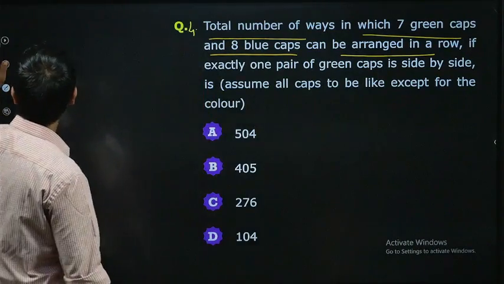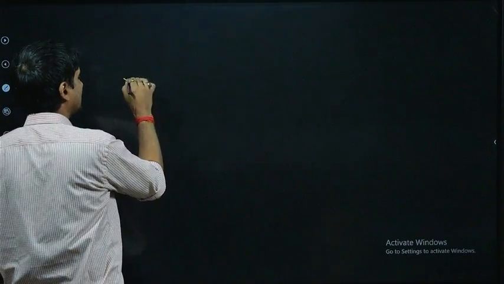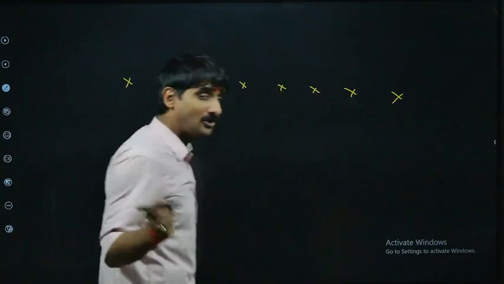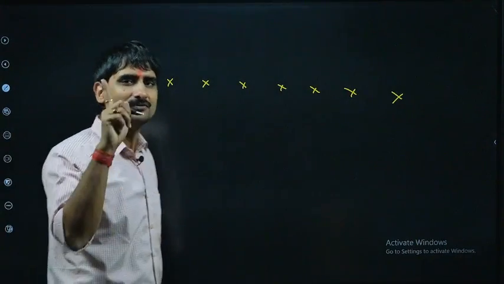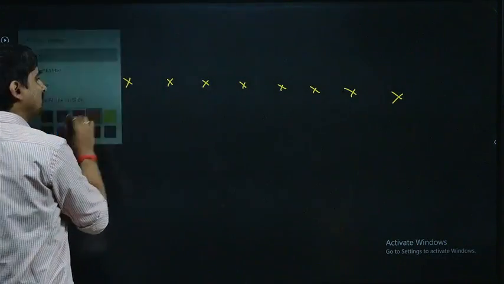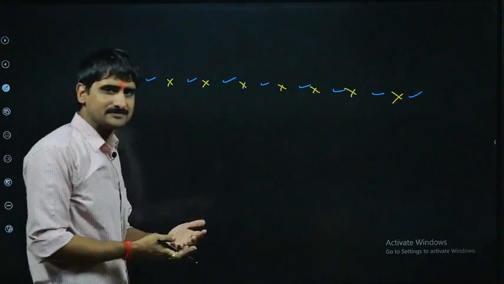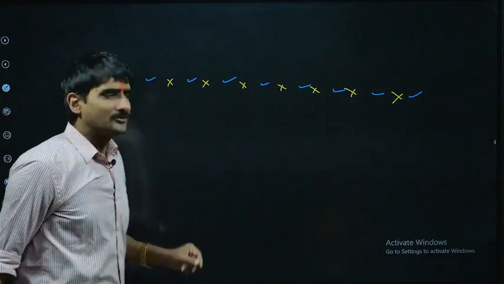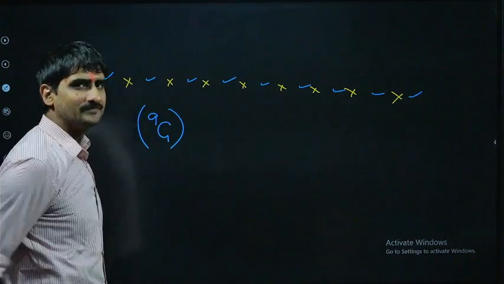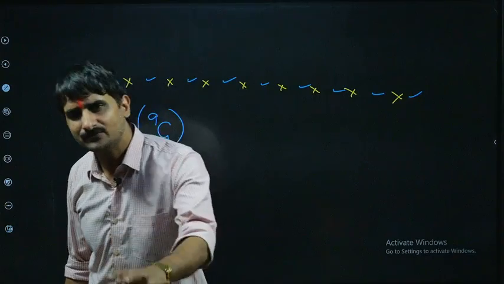So see how I tried this question. I said, in how many ways can I put 8 blue caps? 1, 2, 3, 4, 5, 6, 7, 8. Since all blue caps are identical, we can arrange them in a row in only one way. But then I will count the number of gaps we have: 1, 2, 3, 4, 5, 6, 7, 8, 9, that is 8 plus 1. We have 9 gaps. So out of these 9 gaps, select any one gap and put 2 green caps there. Again, since all green caps are identical, you just select any gap and put those 2 green caps there.